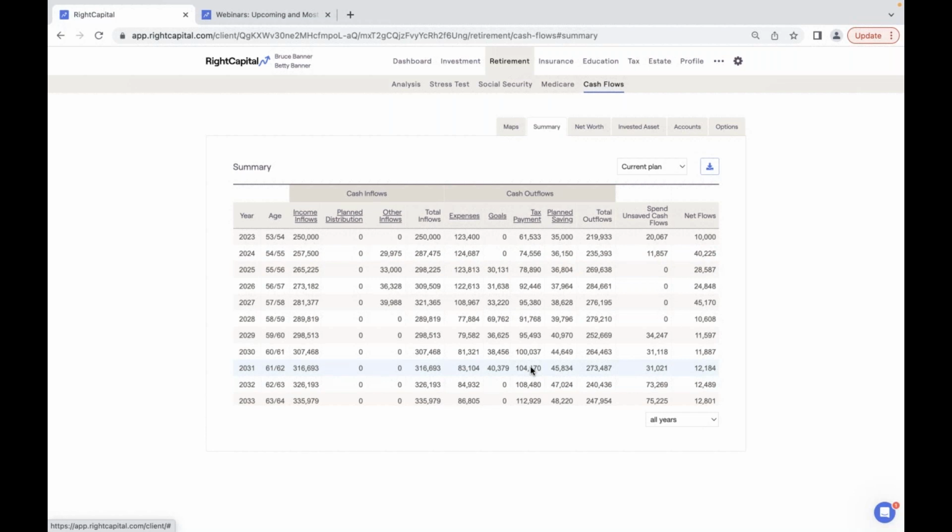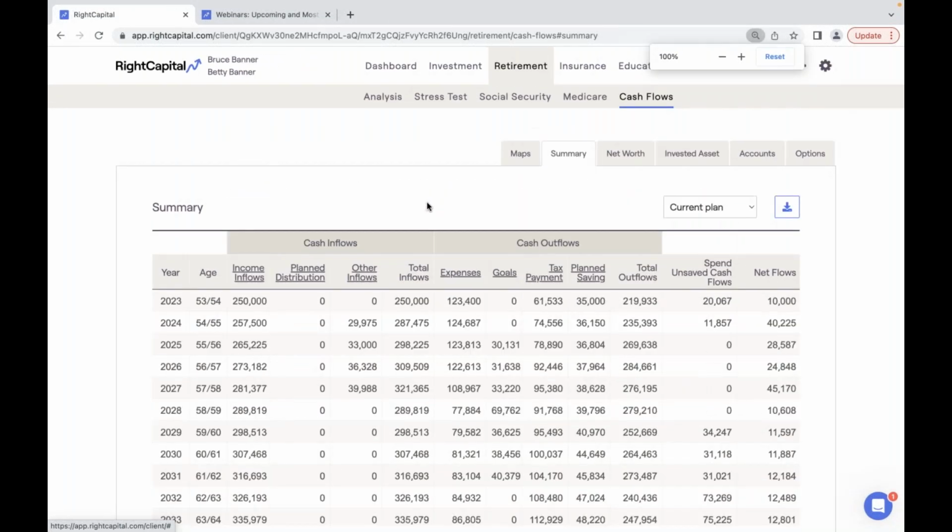Because this is the raw data, and in the same order of information that we see within the cash flow maps area. This is important for us to know about, because this is truly the area where we're going to be able to track all the details of this financial plan over time. So we can see that maybe this year, our total income inflows are around 250,000.